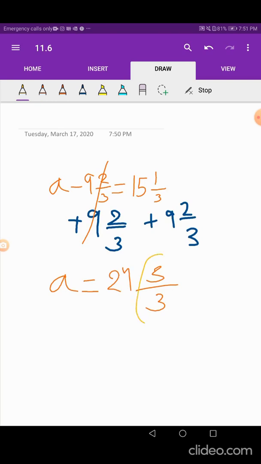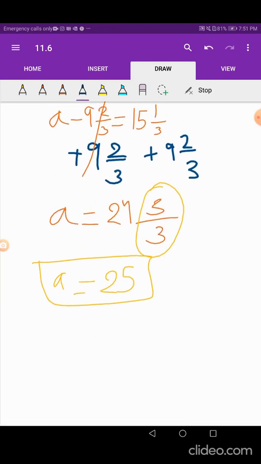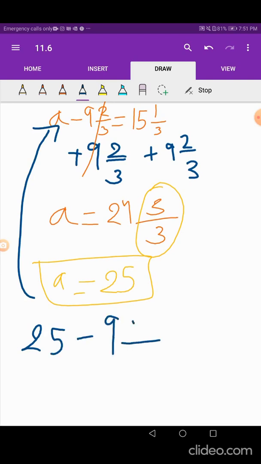Now I have 3 over 3, which will give me 1 whole. Plus the 24, we have 25. So a equals 25. Let's check our work. We will replace a by 25 whole. 25 minus 9 and 2 over 3. Does it equal 15 whole and 1 over 3?